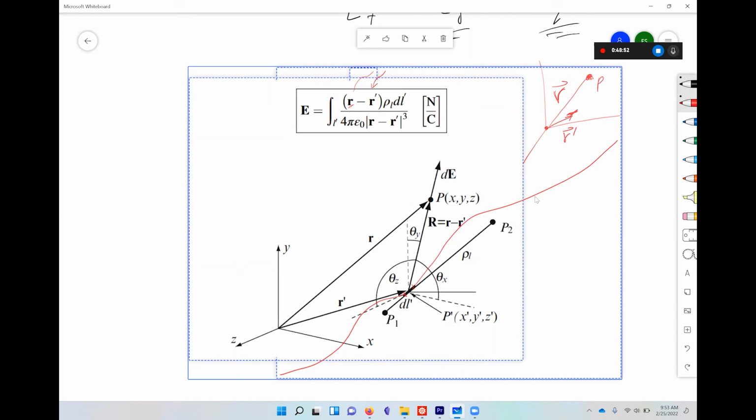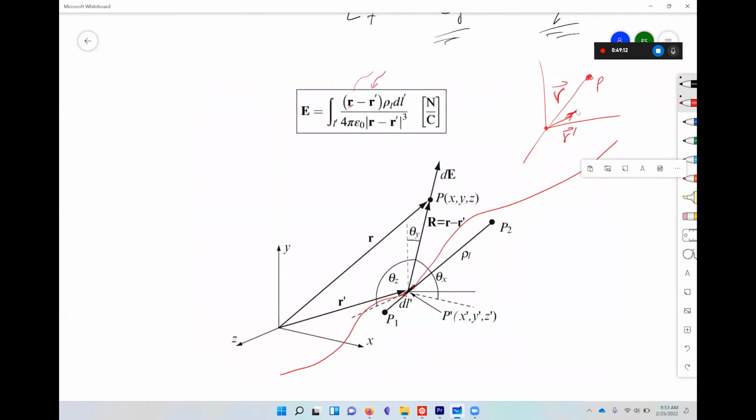When I use handwriting, I put an arrow instead, I cannot bold a letter, right? But I want you, when you look at this terminology, to understand what the prime means. The prime essentially means that you have the source of the field and you take a small, tiny segment of it, dl prime, and the prime indicates that you're working on the source. You're integrating over the source.